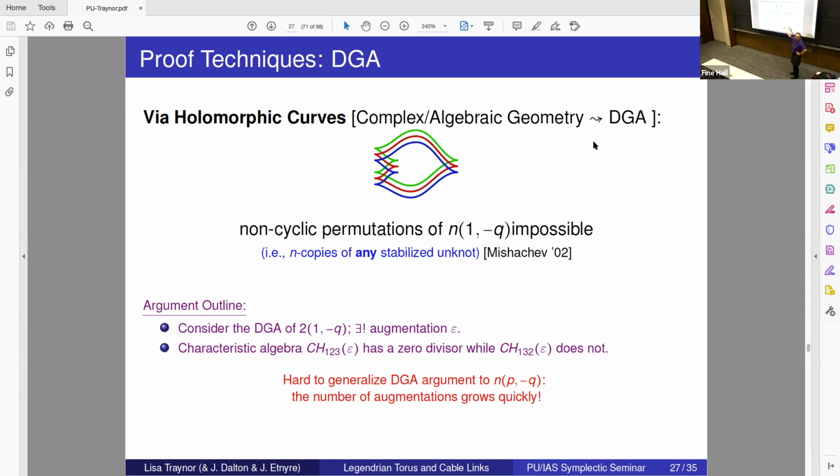It's like, this should work for other P's, right? Let's go to P equals 2. And the number of augmentations just blows up because it gets really big, really fast. And it's just crazy.